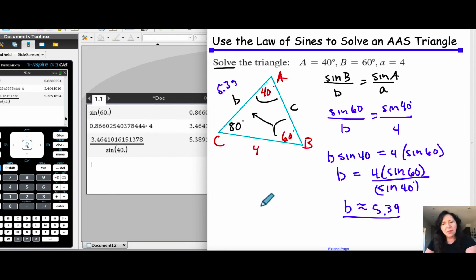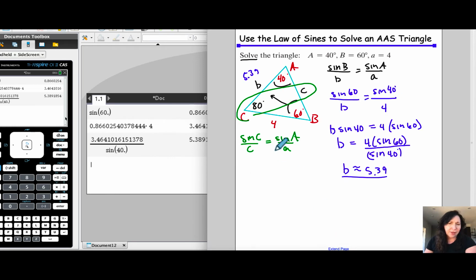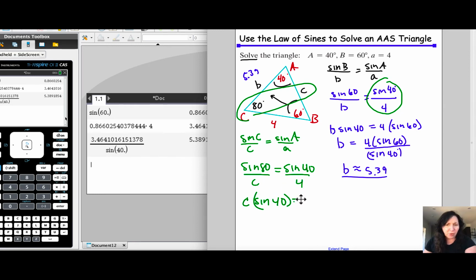Now to find c, again, you've got to use the opposite side and that angle. So that's going to be sine of angle C over little c is equal to sine of angle A over little a. In doing that, we're going to get sine of 80 degrees over little c is equal to sine of angle A, which we already wrote over here, which is sine of 40 over 4. I'm going to cross multiply: c times sine of 40 degrees is equal to 4 times sine of 80 degrees.